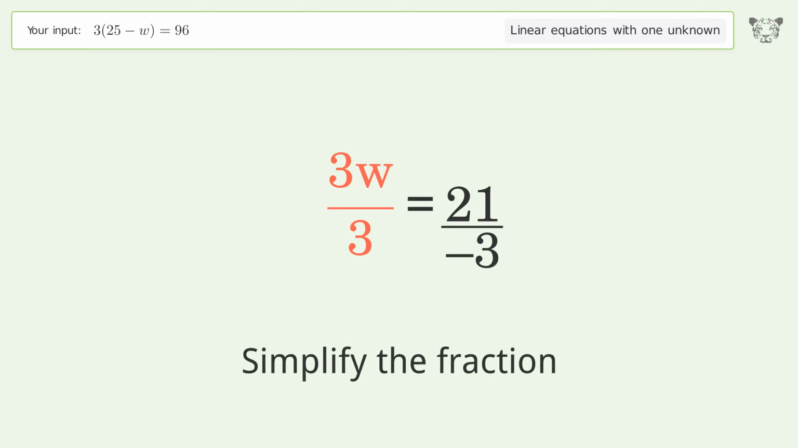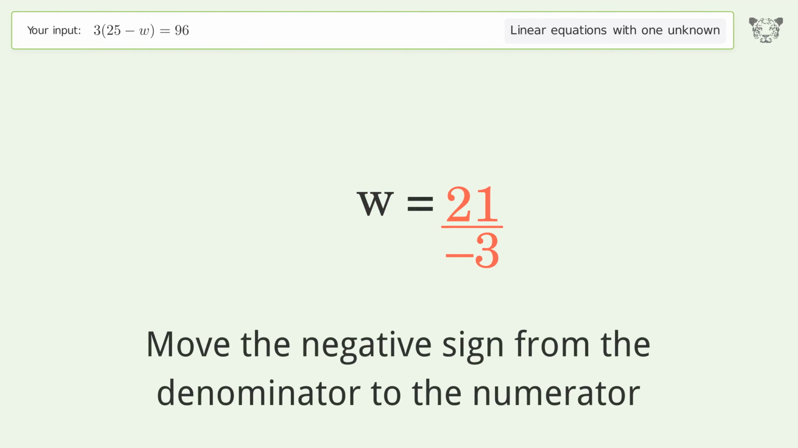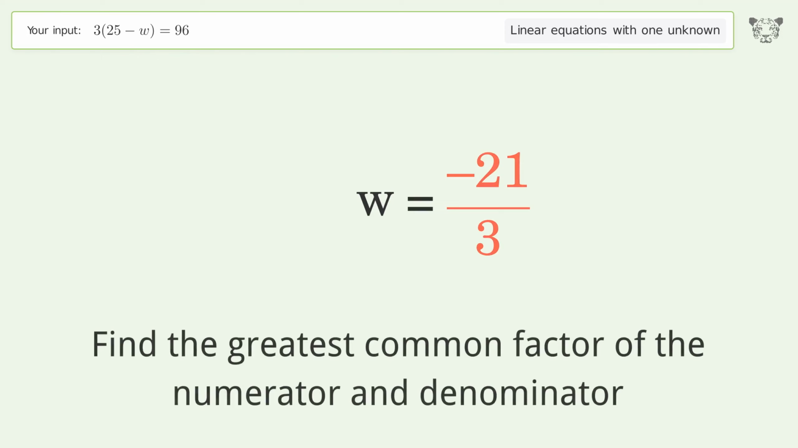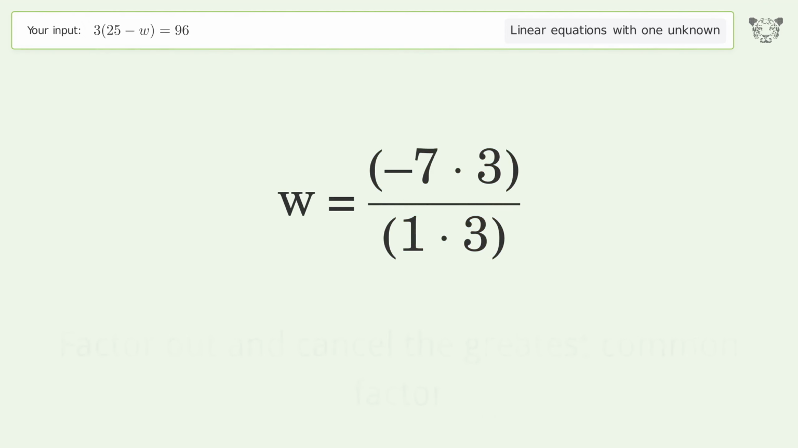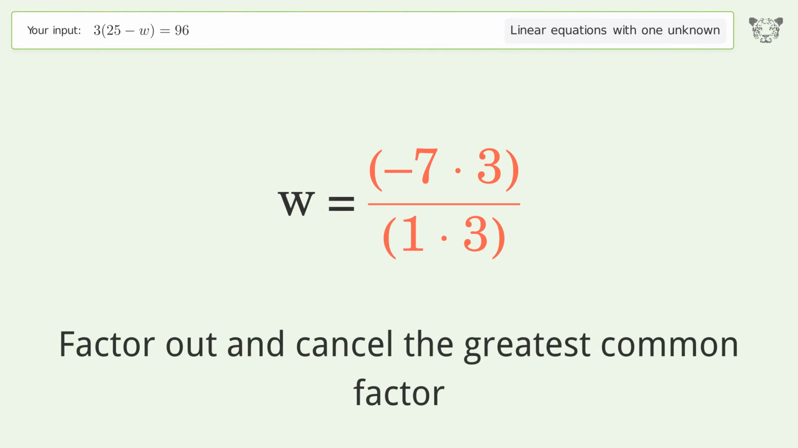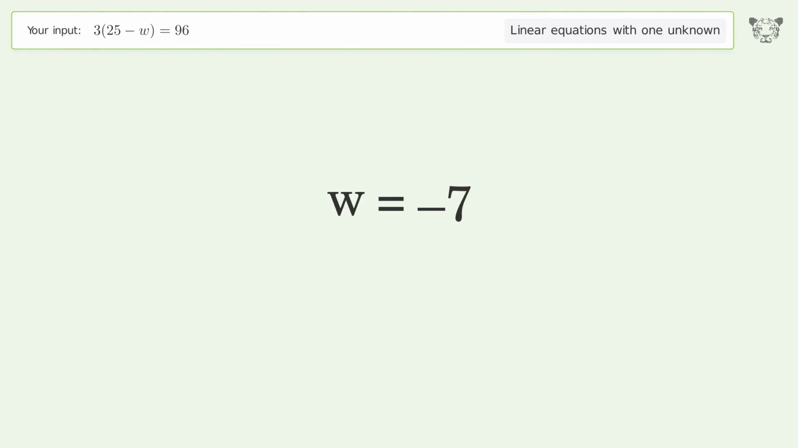Simplify the fraction. Move the negative sign from the denominator to the numerator. Find the greatest common factor of the numerator and denominator. Factor out and cancel the greatest common factor. And so the final result is w equals -7.